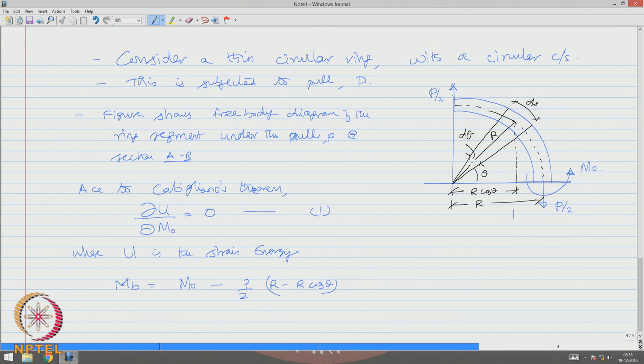Actually, I am looking for this distance, and this is going to be clockwise in nature, caused by P by 2, and M0 is anti-clockwise in nature. Therefore, the resultant moment MB will be given by equation 2. One can always simplify this further as MB equals M0 minus PR by 2 times (1 minus cos theta).